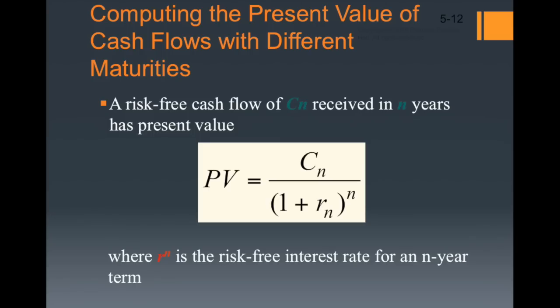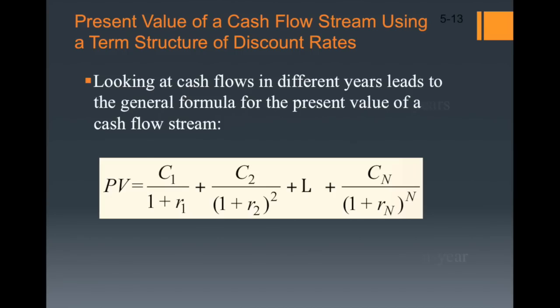Now, let's look at the present value of cash flows with different maturities. What if we do have a term structure and the interest rate is different in each time period? We've got a cash flow stream. The C's are all the cash flows, and the R's are all the interest rates. And again, different interest rates for each period of time.